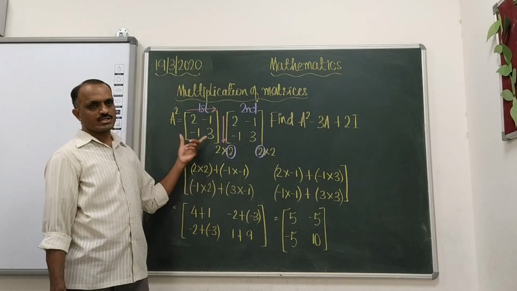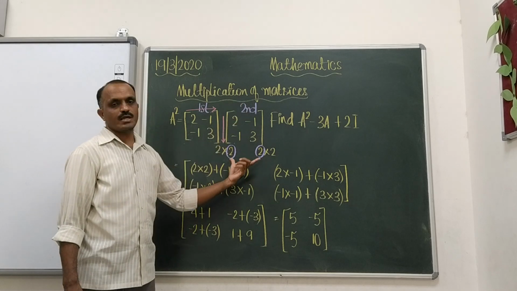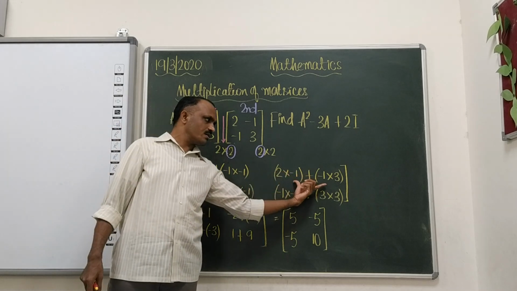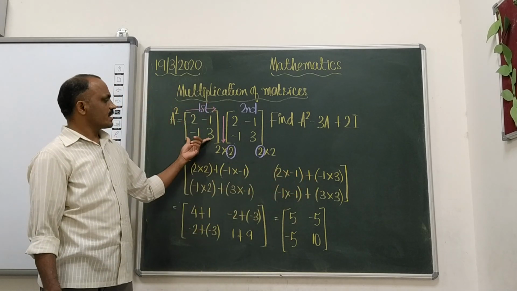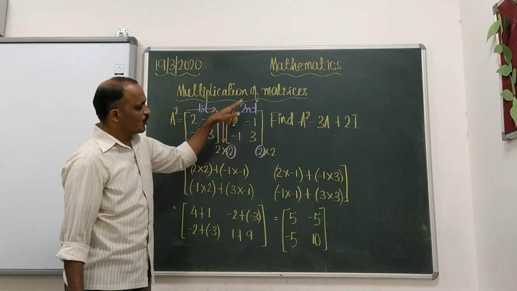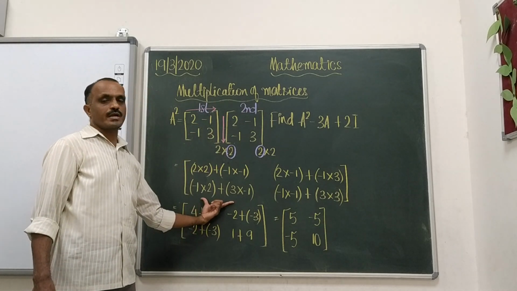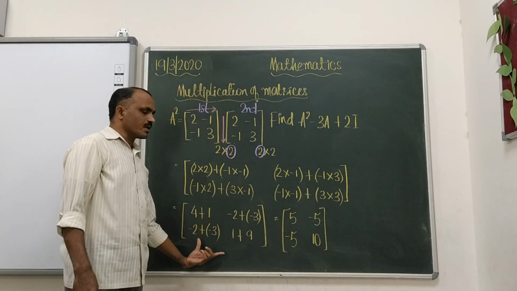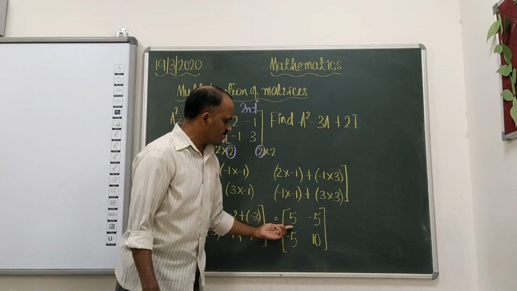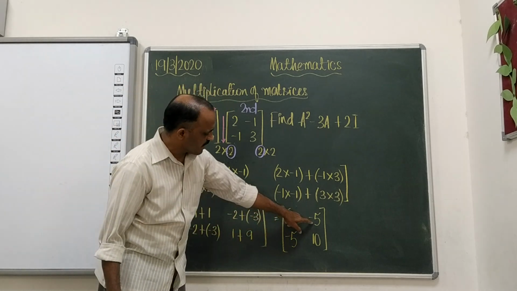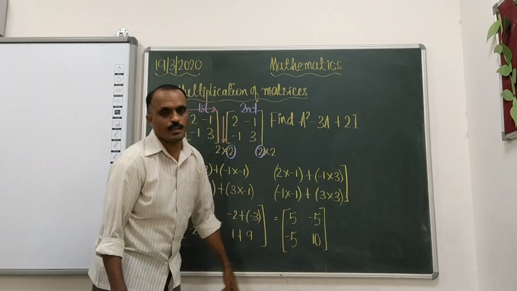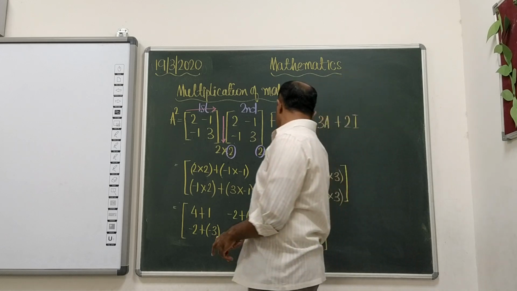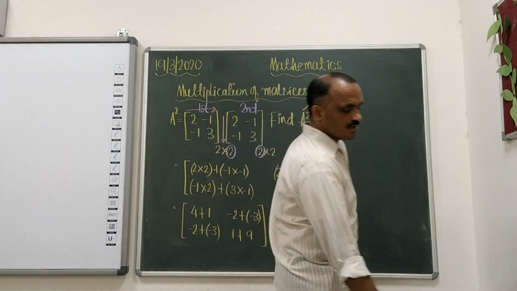So the first matrix we always take row wise, and we'll multiply with both the columns of the second matrix. That becomes the first row first element and first row second element. Then the second row again will multiply with both the columns of the second matrix and become the second row first element and second row second element. Then we'll do our regular simplification. So thereby we are getting A square as 5, minus 5 and 10. Now here we have done the first part, A square is 5, minus 5 and 10.